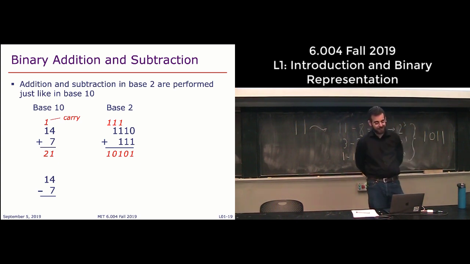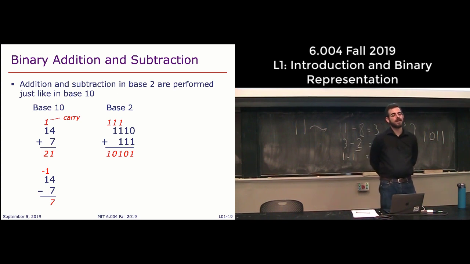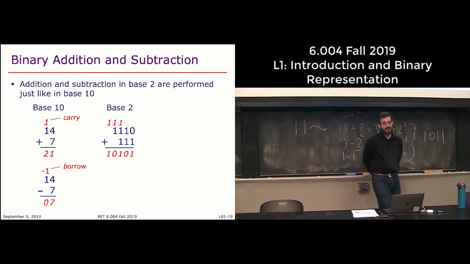You say, well, I'll just borrow 1 and put a 7, right? Do 14 minus 7, 7, and then borrow 1. And minus 1 plus 1 is 0. So good. 14 minus 7 is 7.